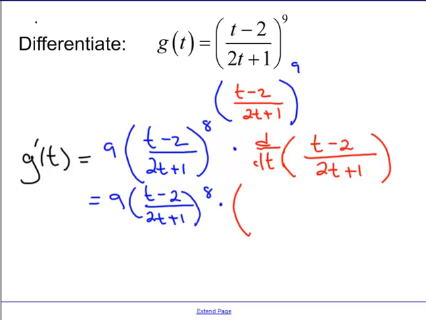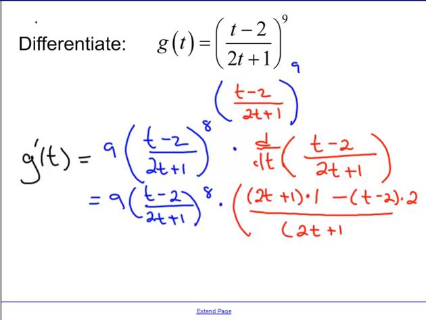So remember, the quotient rule tells us that we need to take our bottom function times the derivative of the top, which is 1, minus our top function times the derivative of the bottom, which is 2, and it's going to be all over (2t plus 1) squared. Okay, so let's see what this gives us.